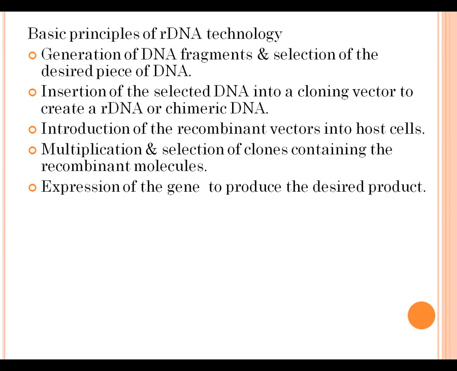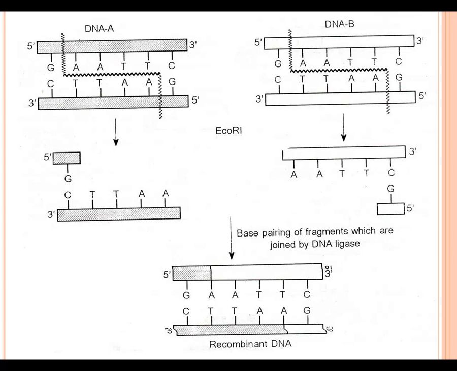The basic principle of recombinant DNA technology is the generation of DNA fragments and selection of the desired pieces of DNA. The insertion of the selected DNA into a cloning vector creates recombinant DNA or chimeric DNA. Then the recombinant vector is introduced into the host cell, the clones containing the recombinant molecules are multiplied and selected, and the gene is expressed to produce the desired products.